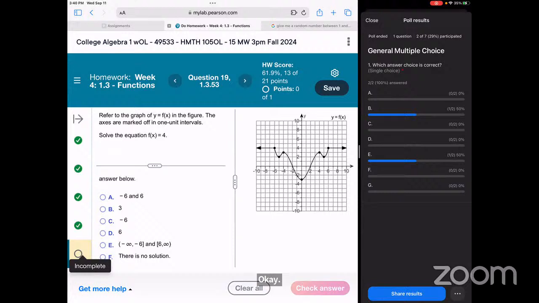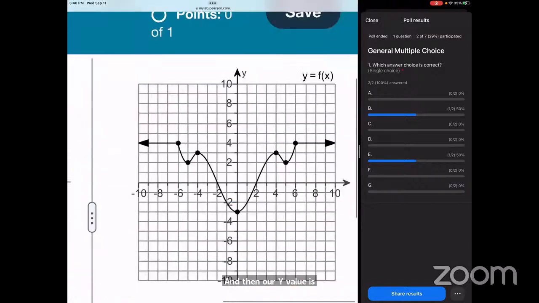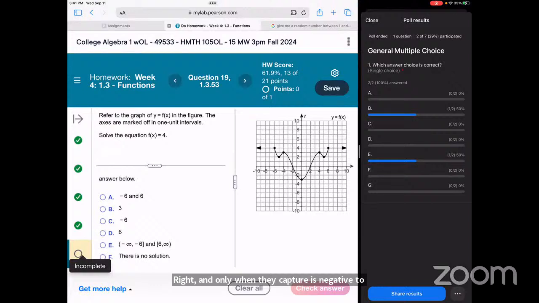Okay, so we're given that our y value is 4, right? It's those two arrows going up to the right. So what are the corresponding x values that give us that result? Notice it's x from the far left, basically from negative infinity up until -6, and then from 6 to infinity. Right? And the only one that captures negative infinity to -6 and 6 to infinity is E. So I'm going to go with E.